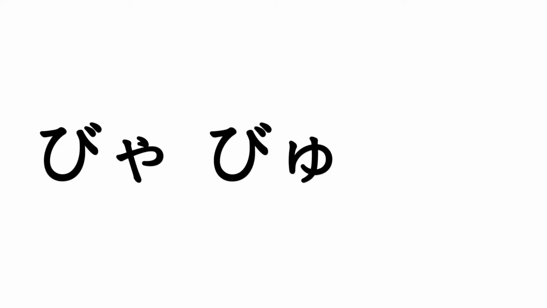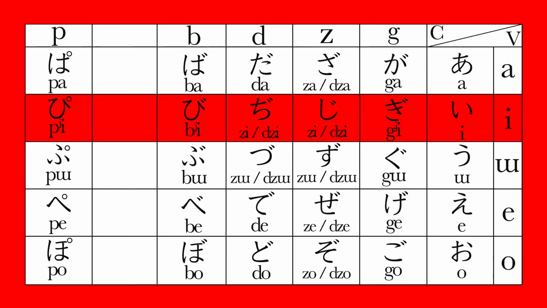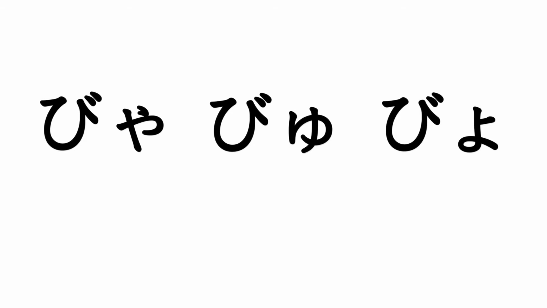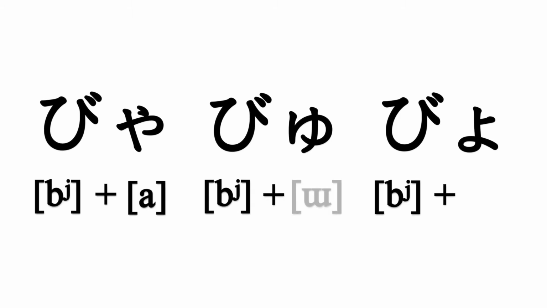Bya, Byu, Byo. These are called Yōon, sounds represented by combined characters. Yōon is a set of sounds that are made up of the consonants in this row, followed by a, u, o, instead of i. For example, bya, byu, byo. These are pronounced with the B sound for bi, plus a, u, o.